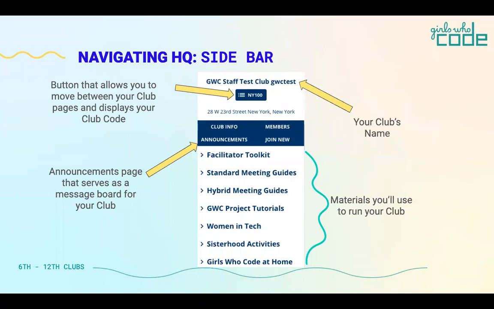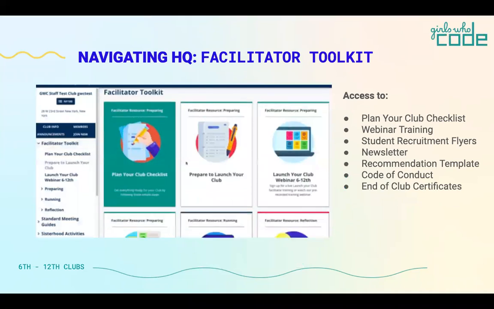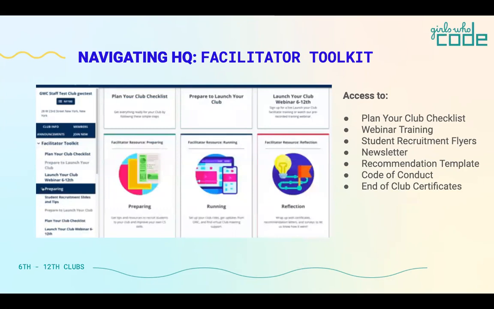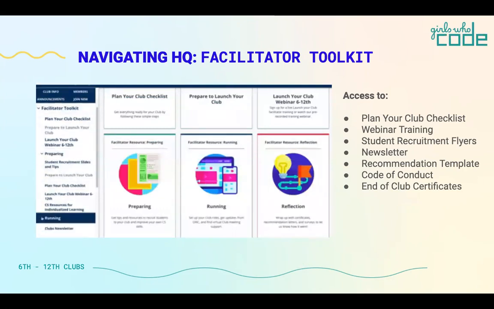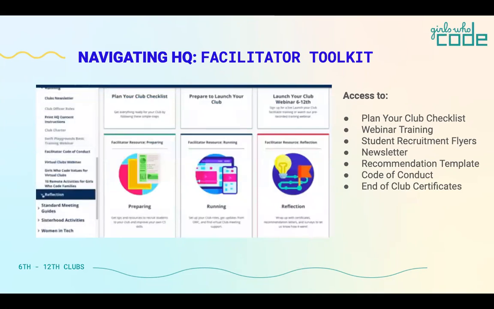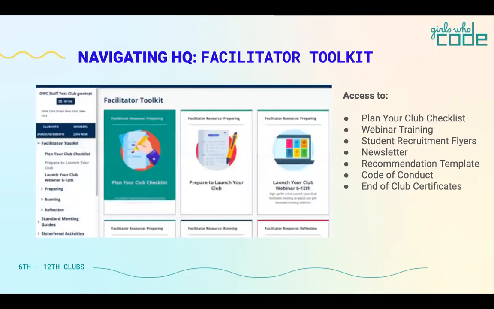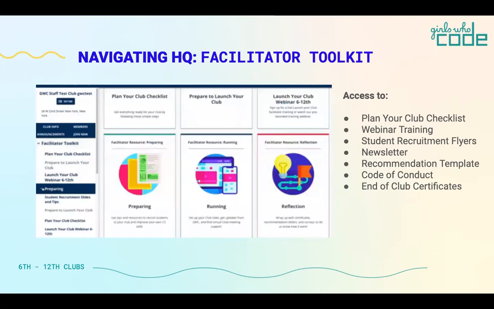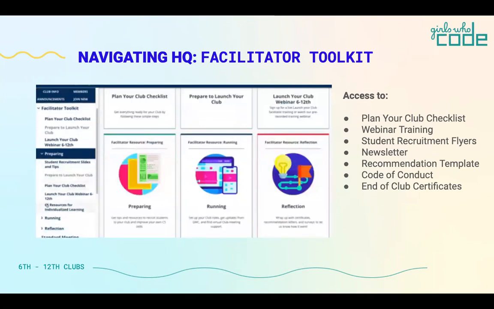Below that are tools to help you run your club: your Facilitator Toolkit, meeting guides for standard and hybrid models, GWC project tutorials, Women in Tech spotlights, sisterhood activities, and Girls Who Code at Home activities. The Facilitator Toolkit will support you in preparing, running, and wrapping up your club for each session. It provides access to checklists, training videos, newsletters, and prep guides for your club year. Your club members cannot see the materials in the Facilitator Toolkit, making it a place just for you to plan and prepare. We encourage you to take a look at what's available in the toolkit before you get started with your club.